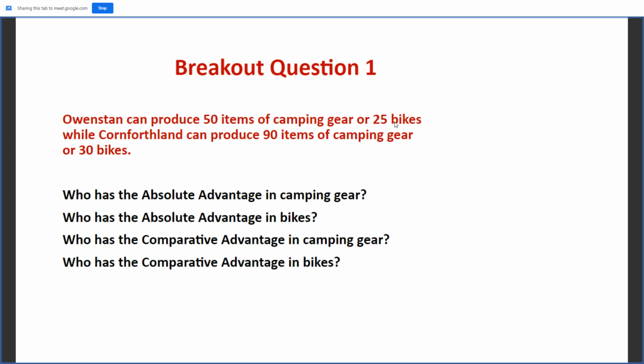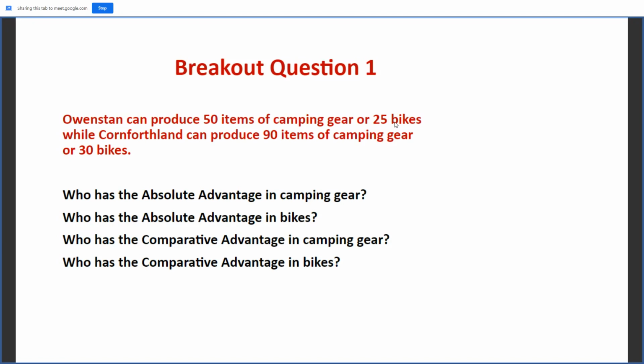Who has a comparative advantage in camping gear? We're going to go Cornforth on that one. So Cornforth had a lower opportunity cost for camping gear. Every time he produced one item of camping gear, he gave up a third of a bike, whereas every time I tried, I gave up half a bike. So he had a lower opportunity cost for camping gear.